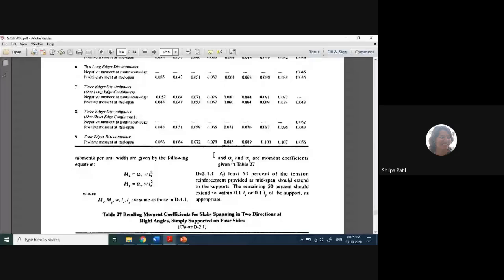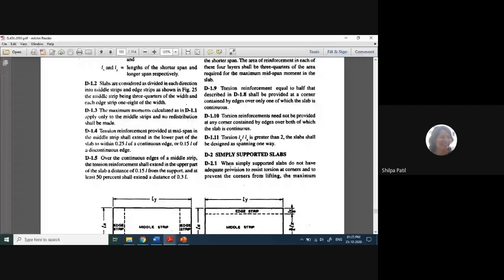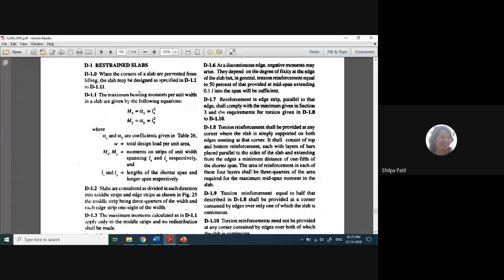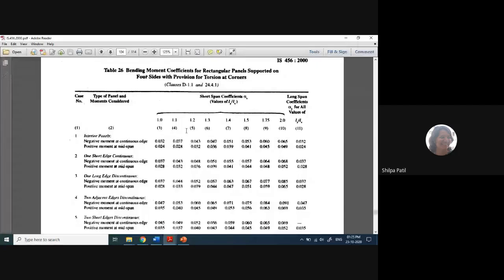Now, coming to the second case, that is when a slab is supported on 4 edges but the corners are not free to lift up. In that case, the maximum bending moment per unit width in a slab is given by this formula. Mx equal to alpha x wlx square, my equal to alpha y wlx square. Now the formula for both the cases for Mx and My is the same. The difference is with the alpha x and alpha y values. These are the coefficients, and for this case, that is when the corners are not free to lift up, alpha x and alpha y values are to be used from this particular table, that is Table 26.